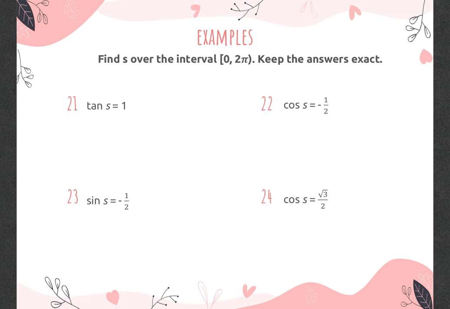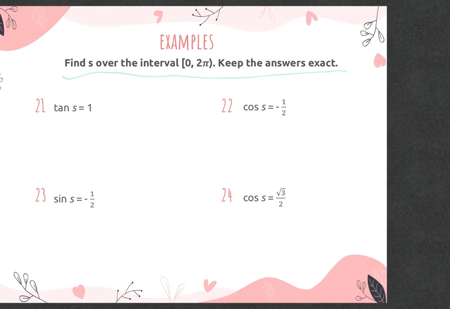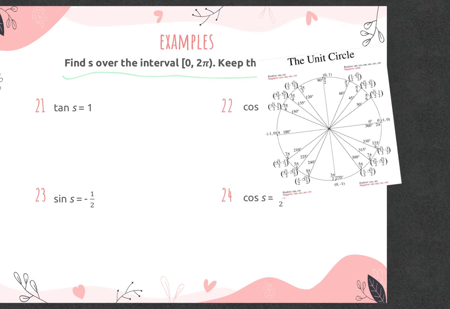Okay, so what happens if you don't have a calculator, but you do have your unit circle or you know how to use your unit circle? Okay, these are those kinds of questions. It literally will say find S over the interval of 0 to 2 pi and keep answers exact. So we are using the values on our unit circle for angles to figure out which of them has what's given. So I'm going to pull in a unit circle picture.